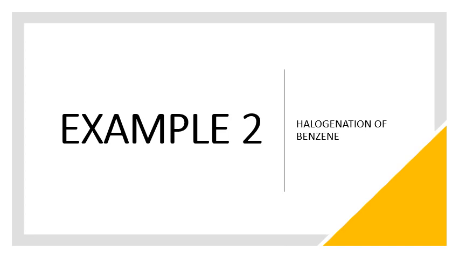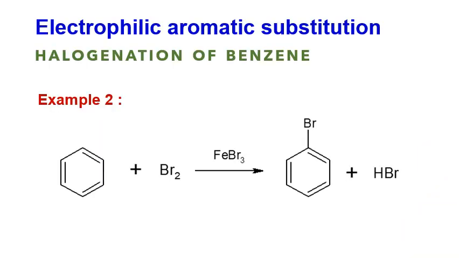Now let's discuss example number 2. Let's say we have a benzene that reacts with a bromine molecule in the presence of FeBr3 and produces a bromobenzene. How do we write the reaction mechanism for this chemical reaction?